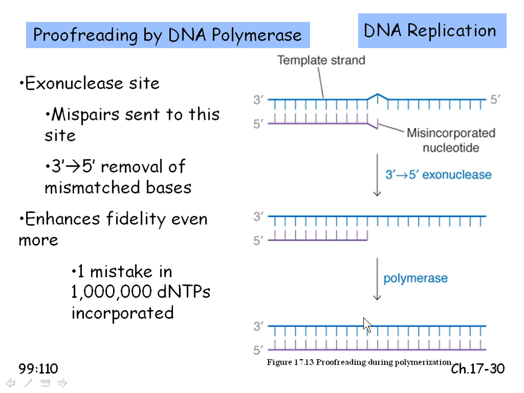Having this exonuclease site in the polymerase enhances the fidelity of the polymerase even more. It's as infrequent as one mistake made by a DNA polymerase for every 1 million nucleotides that it incorporates. So that's a pretty good ratio, considering that DNA polymerases usually incorporate very fast as well. So it's fairly impressive that these polymerases are so good at making the correct base pairs.